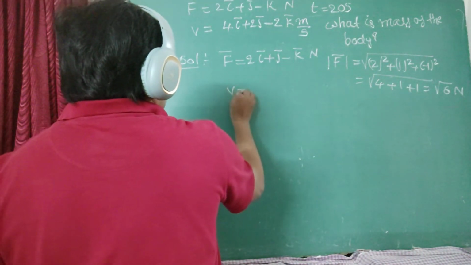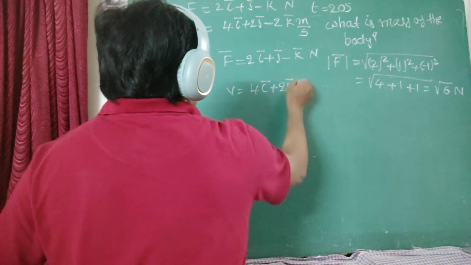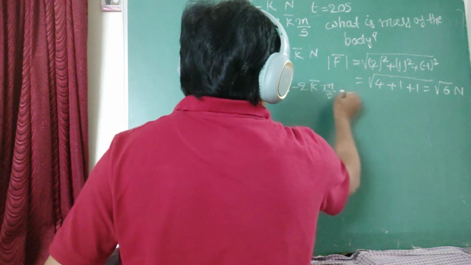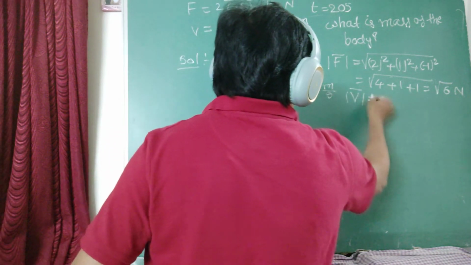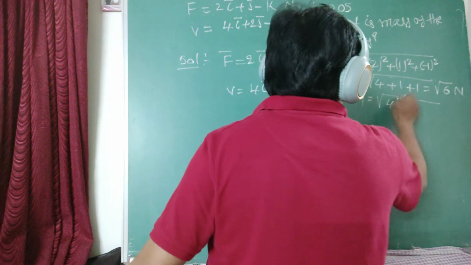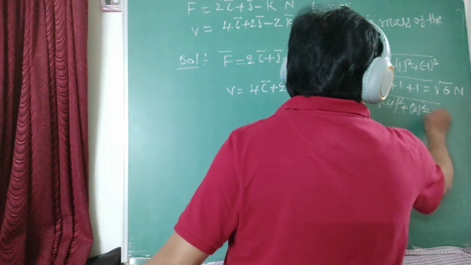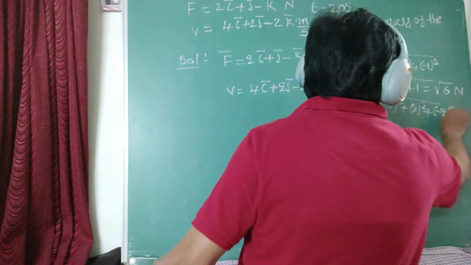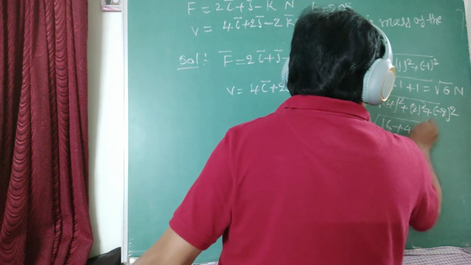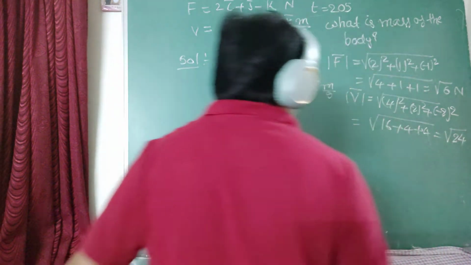And go for the velocity. The given one is 4I bar plus 2J bar minus 2 K bar meters per second. Here also find the magnitude. That should be equal to under root 4 square plus 2 whole square plus minus 2 whole square. From this write the value 16 plus 4 plus 4, that should be equal to root 24.